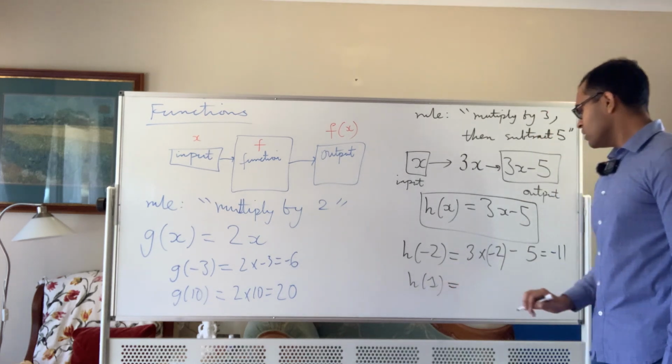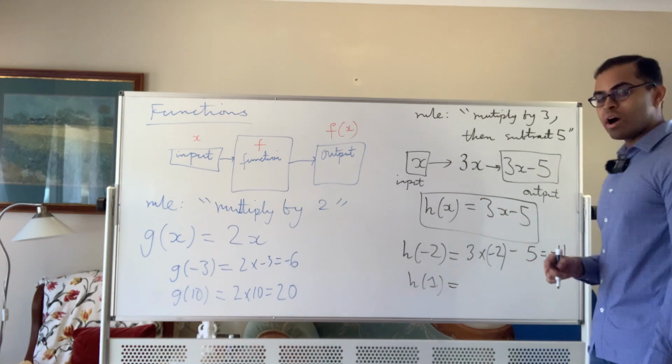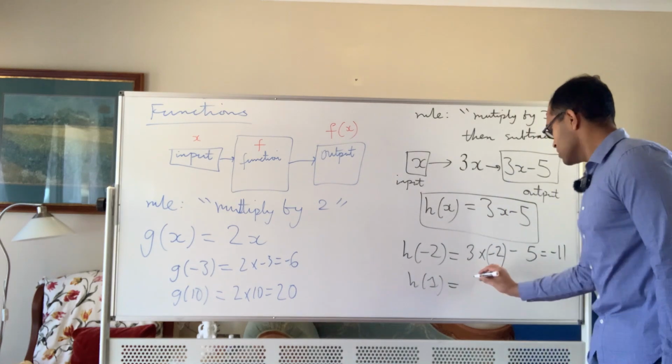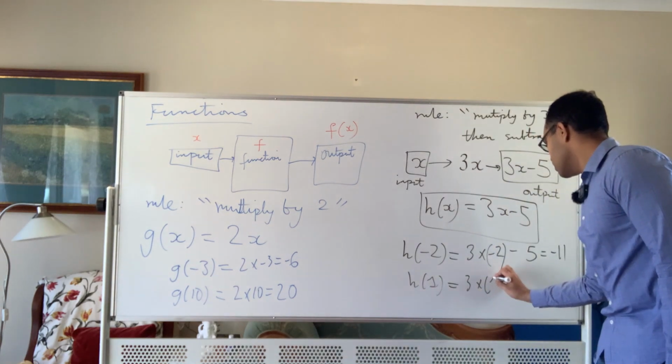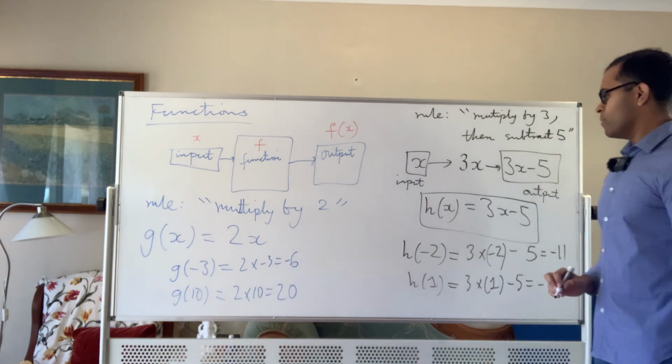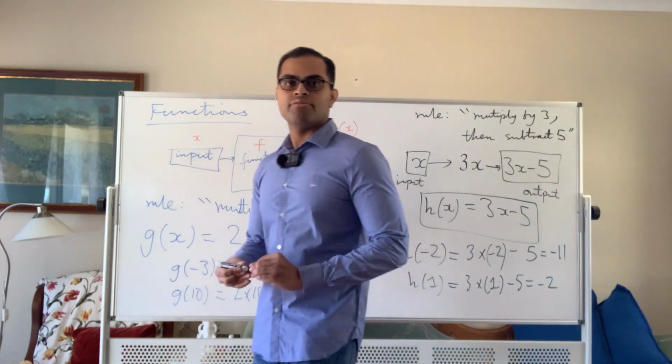And h of 1 is going to be 3 times 1 minus 5, which is 3 minus 5, which is going to be negative 2. Okay, so we're going to write that as 3 times 1. You plug in the x as 1 minus 5, which is going to be negative 2. Okay, so we found some values for the function.